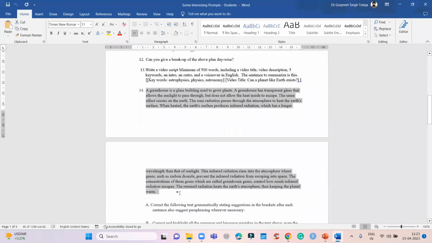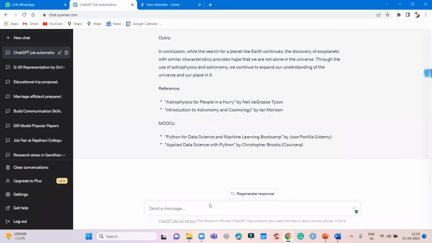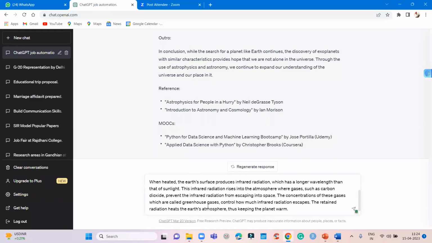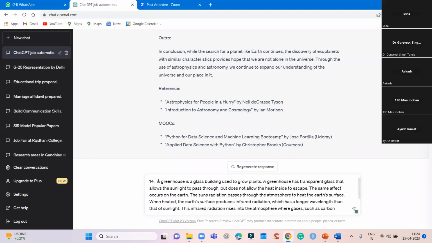Okay. Now, my question is, I have got a paragraph. See, this is the paragraph which I have picked up from the internet, but you can write your own paragraph. A greenhouse is a building used to grow plants. It has a lot of English mistakes. See, there are underlines. It is making underlines as well.